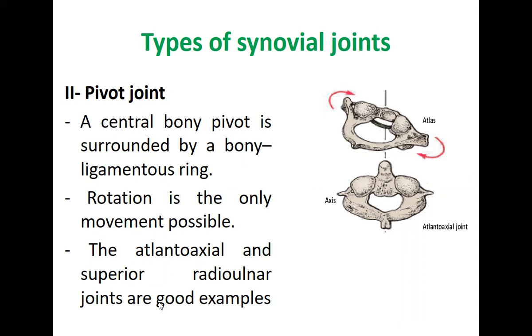The example for this will be the radioulnar joint as well as the atlantoaxial joint. This is the atlas and the axis. So these are called the atlantoaxial joint, where there is movement taking place in the neck, which is for saying no. So that type of joint is called the pivot joint.